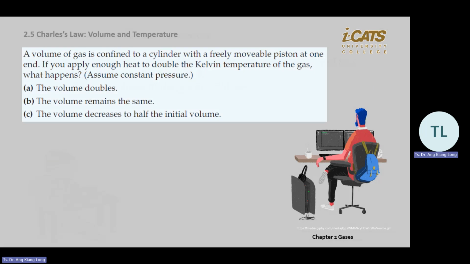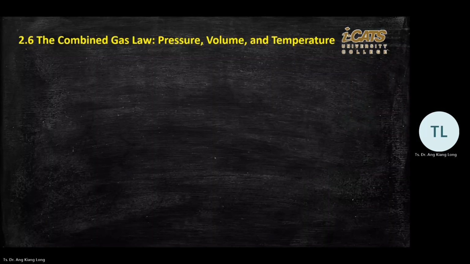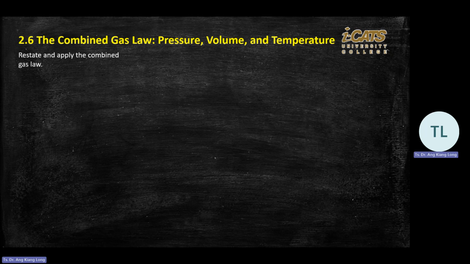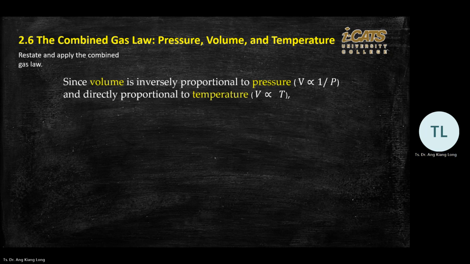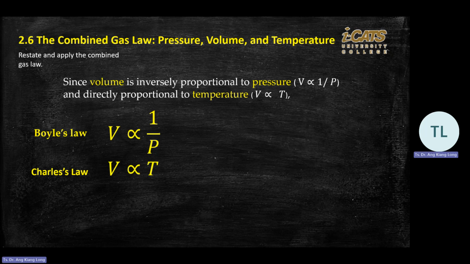Okay, that's another two equations. Next, we have Charles' law and Boyle's law. We combine these two so that we have pressure, volume, and temperature, which is called the ideal gas law. You combine them by writing them equal to a constant: PV equals a constant, and V divided by T equals a constant.